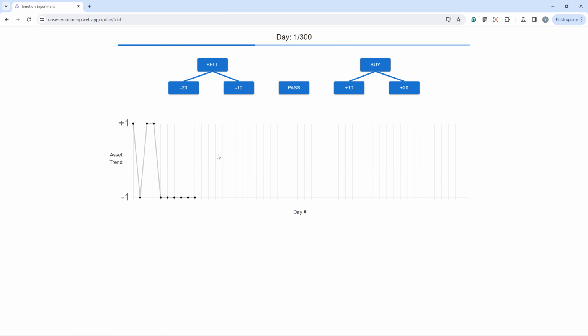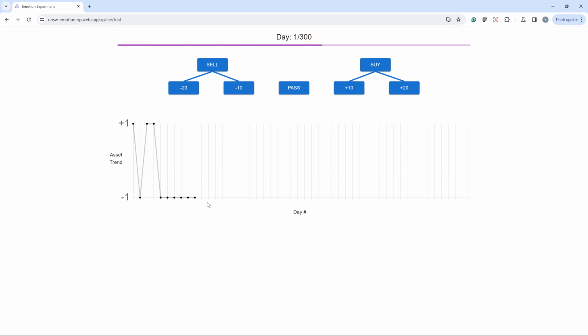To be specific, I will win money if I choose to buy the asset, and then the asset trend becomes +1 in the next day. Or I can also win money if I choose to sell the asset, and then the asset becomes -1 in the next day. A quick trick to memorize this is that I can always win money if the sign of my position matches the sign of the asset trend, which means they are both positive or both negative.